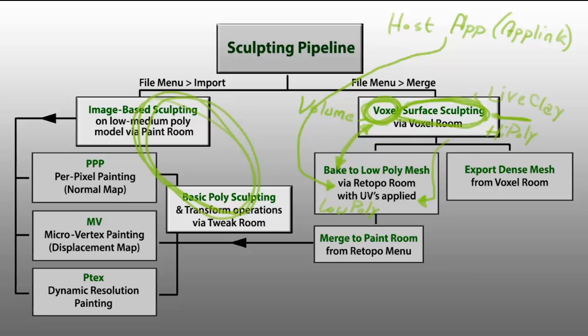If we don't already have UVs applied from our host application, then we can do them here in the retopo room. At that stage, we can go to the retopo menu and choose to merge to the paint room in whichever mode we choose. Whether we want to use per pixel painting mode, where you're painting on a normal map in the depth channel, or micro vertex, where you're painting a displacement map in the depth channel. And this is the image-based sculpting I'm talking about here. Okay, so let me erase some of this here.